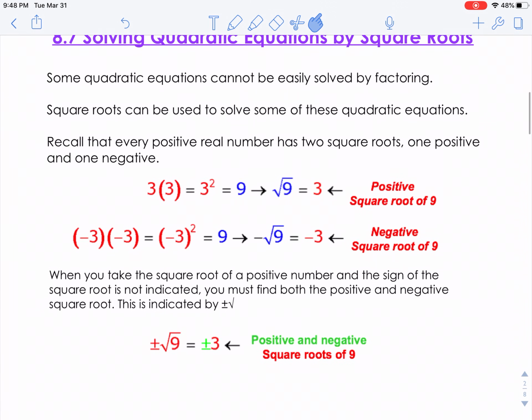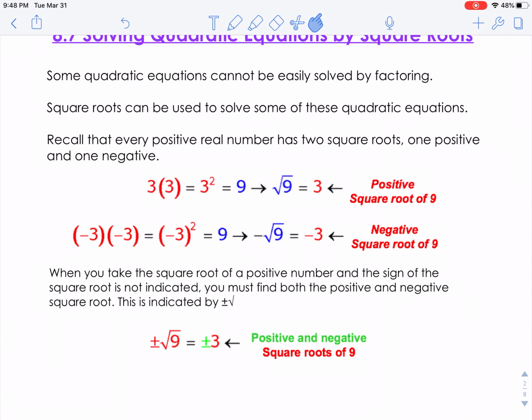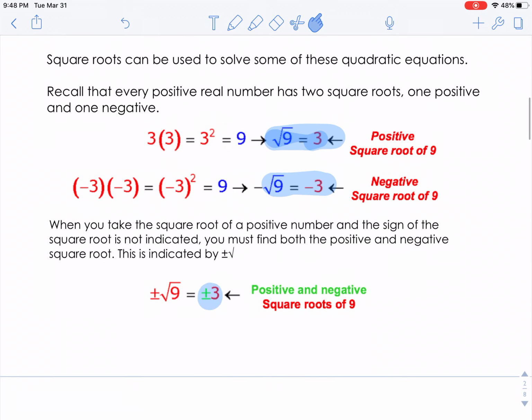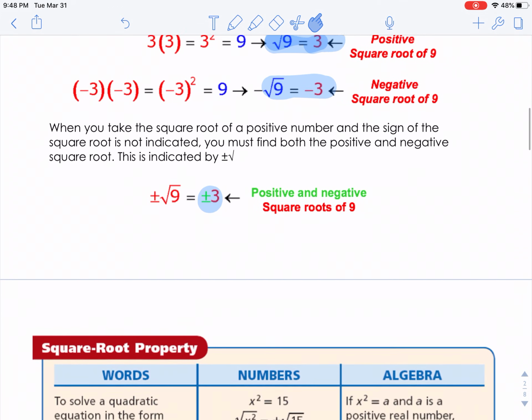Okay, and that's what this whole first slide says. Square root of 9 is 3, right? Square root of 9 is 3. It's also negative 3. So the way you write that is right here with a plus minus symbol, to represent both square roots of 9. You'd write plus and minus 3.